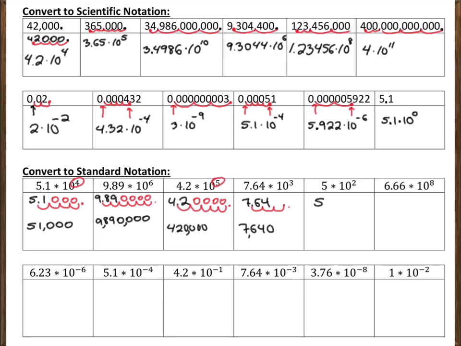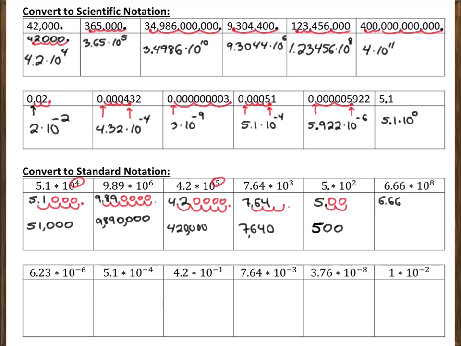Now I have 5 times 10 to the 2nd power. There is no decimal point here, but remember if there was, it would be to the right of the 5. So now we have to move it over 1, 2 spaces, and fill those spaces in with zeros. So 5 times 10 to the 2nd power is 500. Try to make that look more like a 5 and less like an S. And then lastly, we have 6.66 times 10 to the 8th.